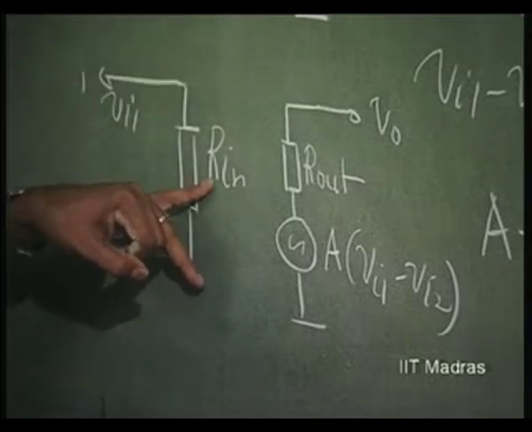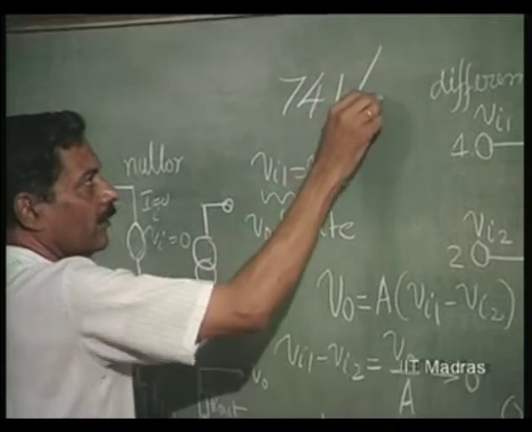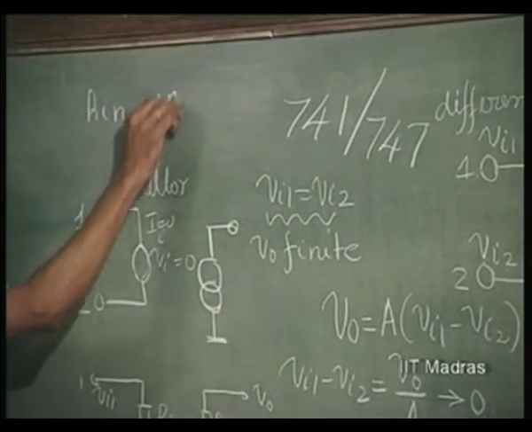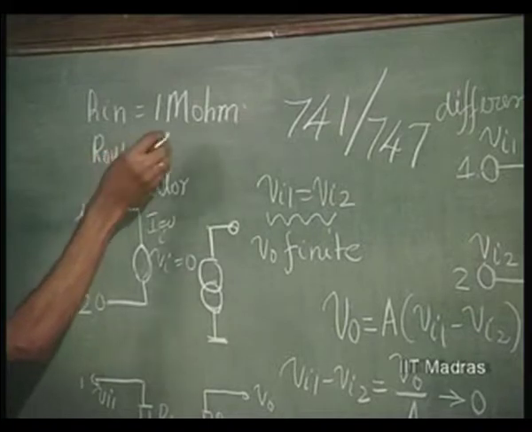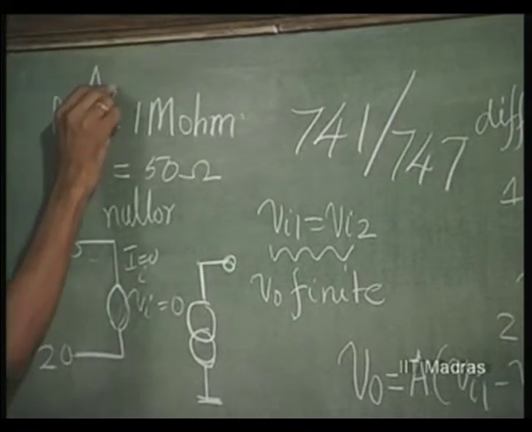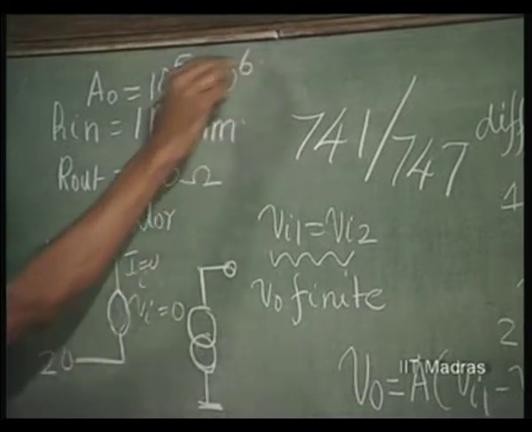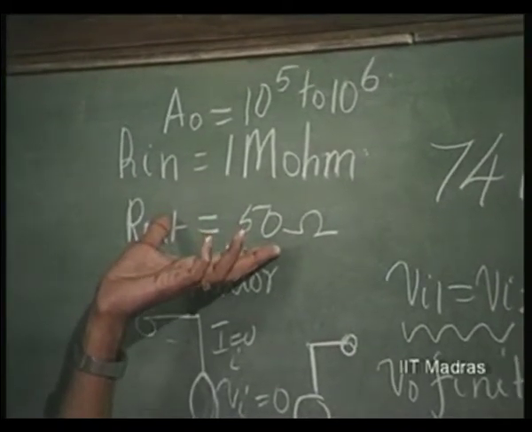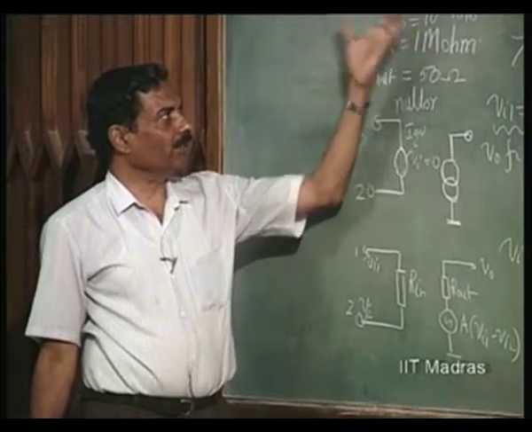Normally, for typical general purpose operational amplifiers, for example the popular 741 or 747 op amp, Rin is of the order of 1 mega ohm. Rout is of the order of about say 50 ohms. A naught, that is the DC gain, is of the order of 10 to the power 5 to 10 to the power 6. This is what is commercially available as a general purpose operational amplifier to be used for a variety of useful applications. So, you should roughly have this idea about the order of magnitude involved.